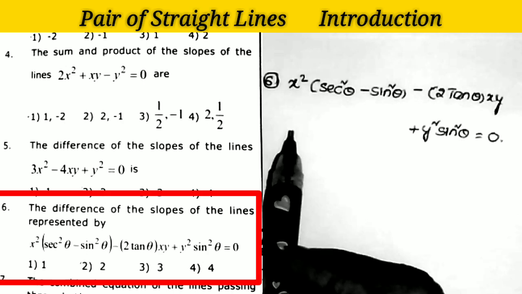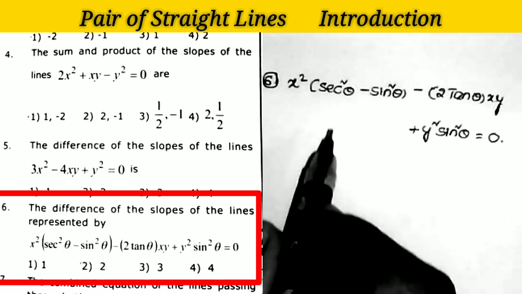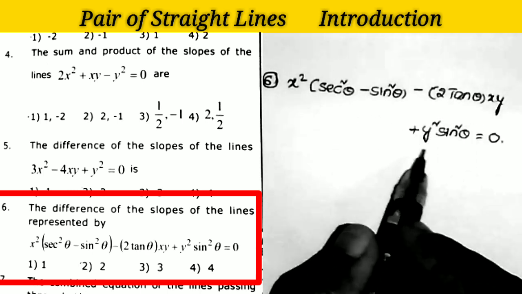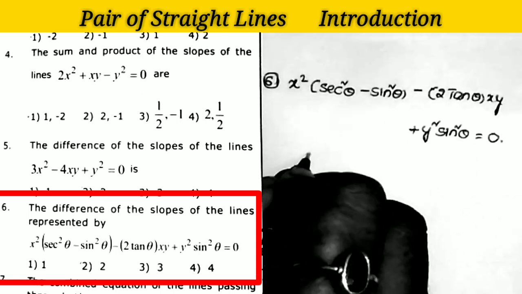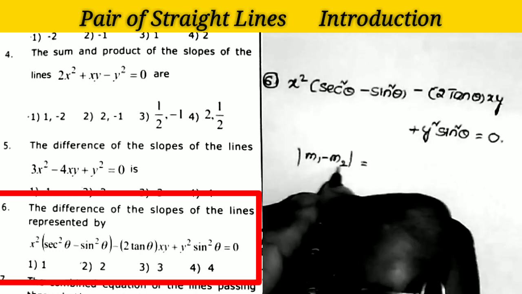Next problem, sum number 6. The question is the difference of the slopes of the lines represented by x² sec²θ − sin²θ − 2 tanθ xy + y² sin²θ = 0. What is the given question? The difference of the slopes, that is we want the value of m1 − m2.